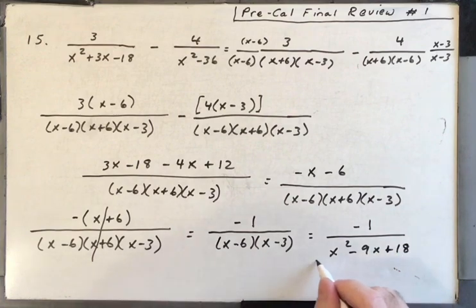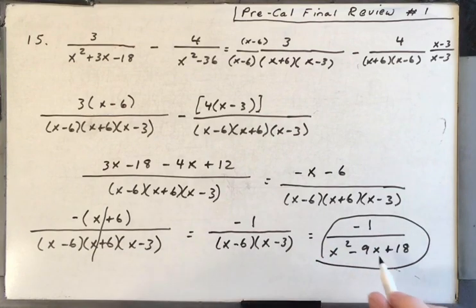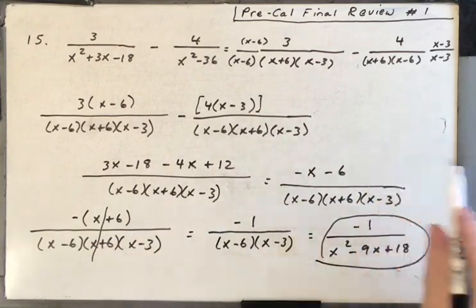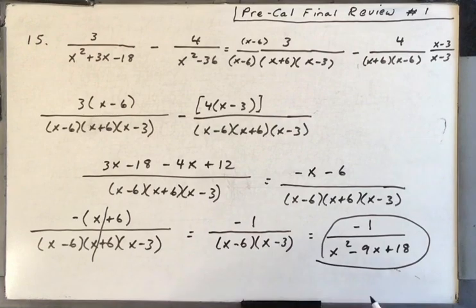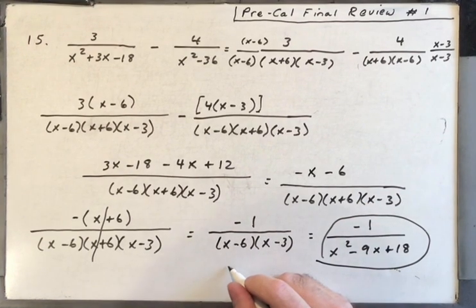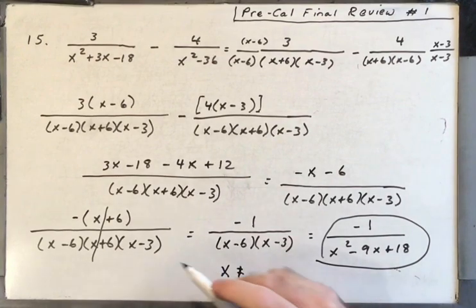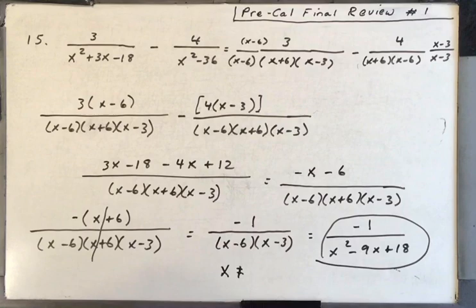All right. That's a long one. If you got one like this, you would only get 1. I would not give you more than 1 because it takes too much time. If I asked you for the domain restriction, x can't equal 6, negative 6, and 3.